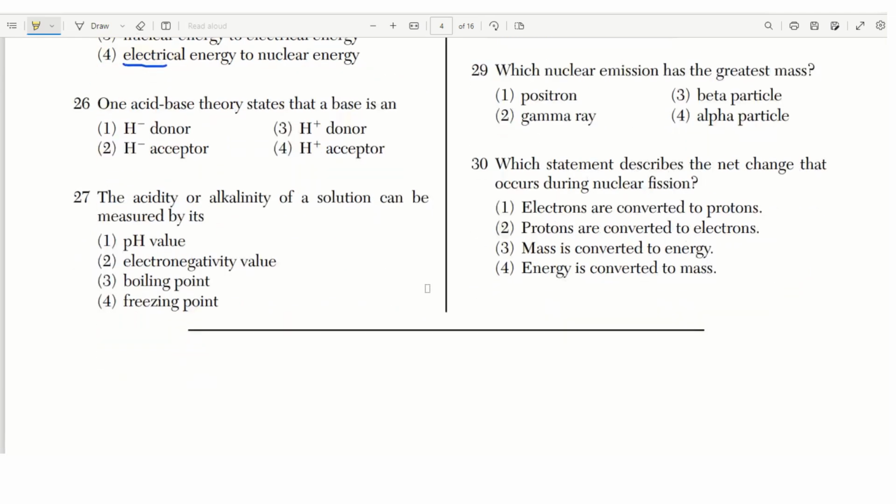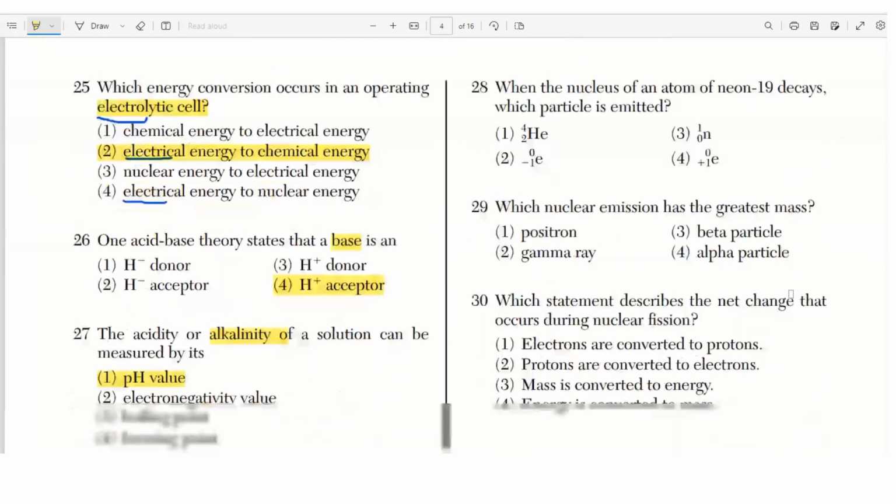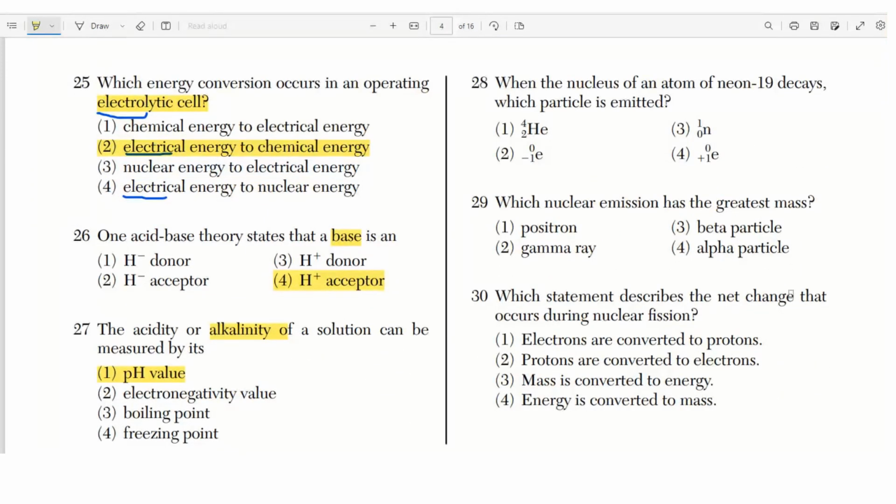One acid-base theory. As soon as it says one acid-base theory and it doesn't say Arrhenius, we're talking about Brønsted-Lowry. And in the Brønsted-Lowry theory, acids are giving away H pluses, so bases are accepting. The acidity or alkalinity of a solution, remember alkaline means base, is pH. When the nucleus of an atom of neon decays, which particle is emitted? Okay, straight reference table question.